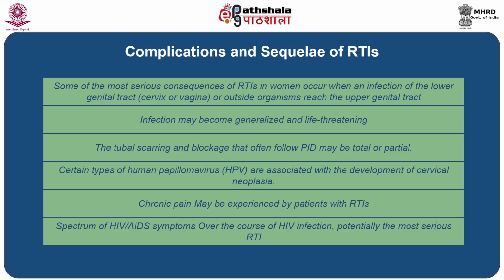Certain types of human papillomavirus, that is HPV, are associated with the development of cervical neoplasias. Chronic pain may be experienced by patients with RTIs such as genital herpes and pelvic inflammatory diseases, which may cause persistent or episodic genital or abdominal pain.